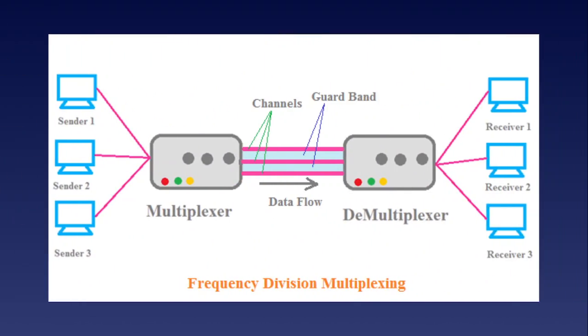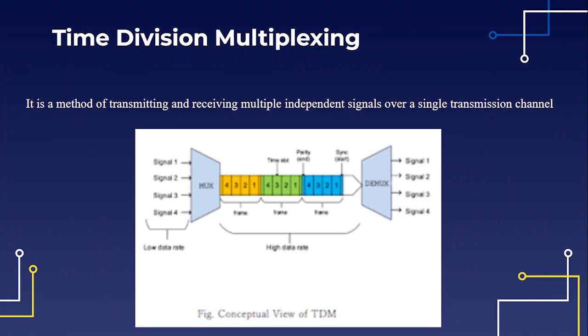Here we can see how it works. We have 3 different senders, and using a multiplexer, we can see the channels and the guard bands between them. Then using a demultiplexer, we can see how the channels can be divided and we can receive the data. Now moving to time division multiplexing. It is a method of transmitting and receiving multiple independent signals over a single transmission channel. As you can see here, there is only one channel that's transporting all the different signals.